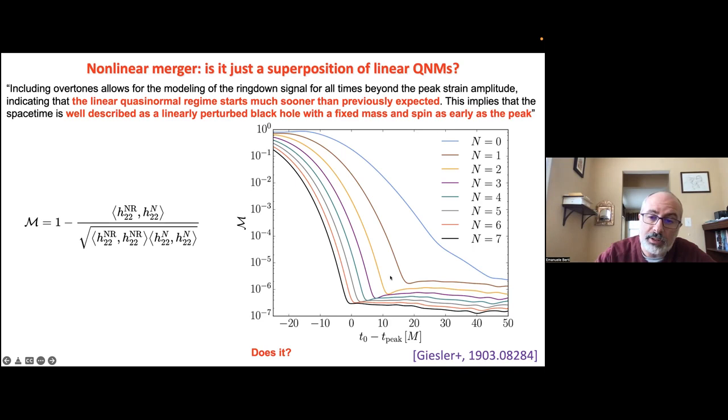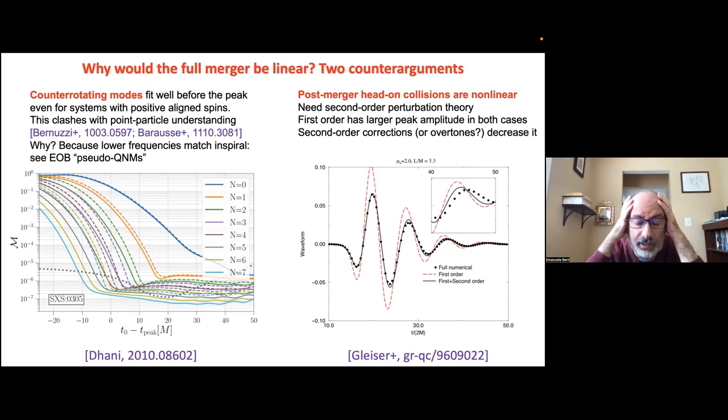Now, the question here is whether this linear fit to the merger is justified. And let me give you two arguments why I think one should be suspicious. The first is that there was a paper by Arnab Dhani, Sayantani and others, where they fit the waveform using counter-rotating modes that I have not described. They are the ones on the negative real part of the complex plane. And what they found is that by including these counter-rotating modes, you can get an excellent mismatch, something like 10M before the peak of the waveform.